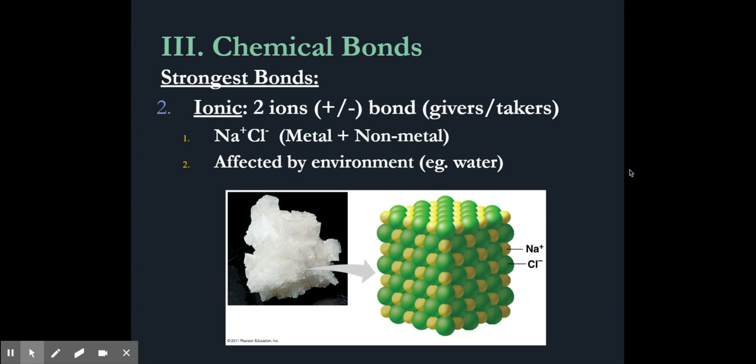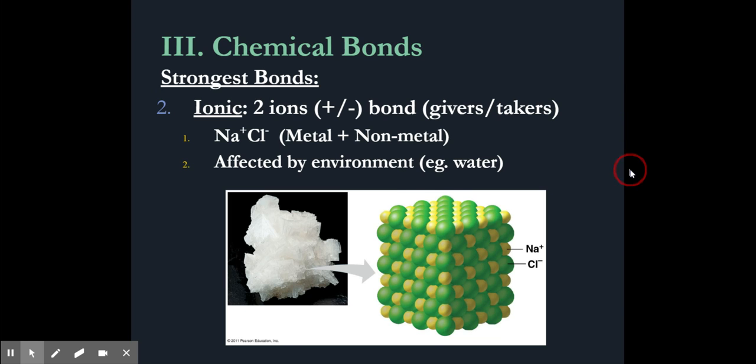A great example would be sodium chloride, a little bit of NaCl. Another easy way to identify whether something is going to form an ionic or covalent bond is identifying them as metals and nonmetals. Remember the staircase. That's an easy way to know which ones are metals versus non-metals. These are going to be things that are going to be affected by the environment. So things like water, for instance, as we're going to talk about later in this unit, is going to play a huge factor into all of this.